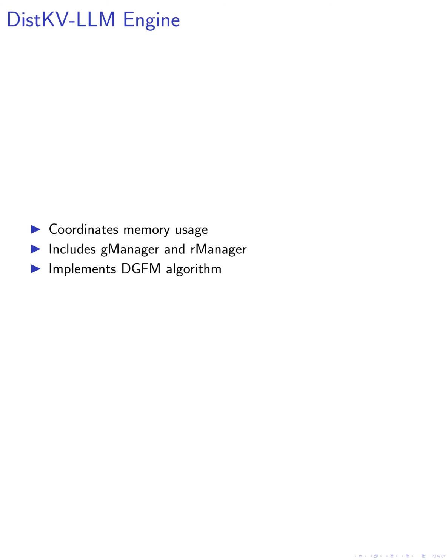We also present the DistKV-LLM engine, a system that integrates seamlessly with DistAttention to provide efficient KV-cache management for language model (LLM) services. This engine coordinates memory usage across GPUs and CPUs in the data center and includes a global manager, gManager, and a resource manager, rManager, for effective and scalable resource management among distributed instances. The engine proactively identifies and borrows available memory spaces from other instances when a memory shortfall occurs. To address memory fragmentation in the distributed KV-cache environment, we implement a new algorithm called DGFM.